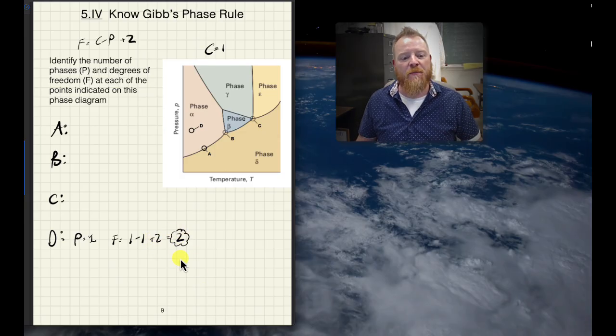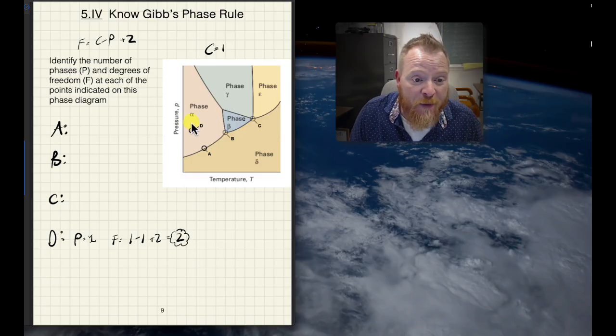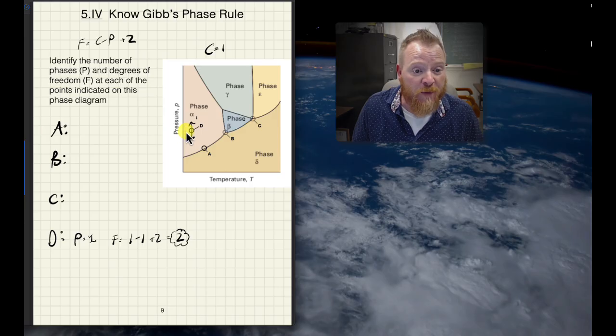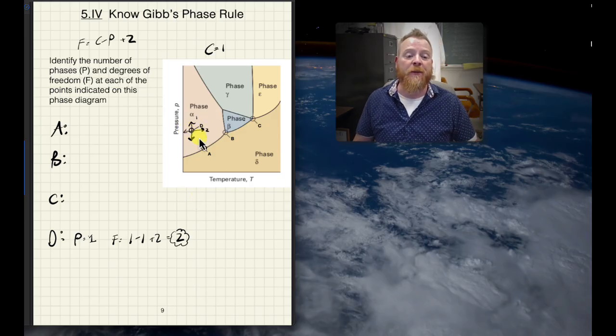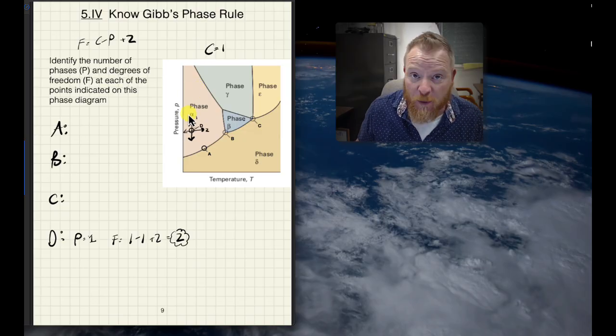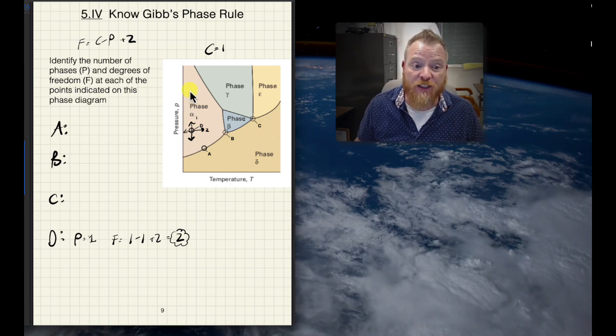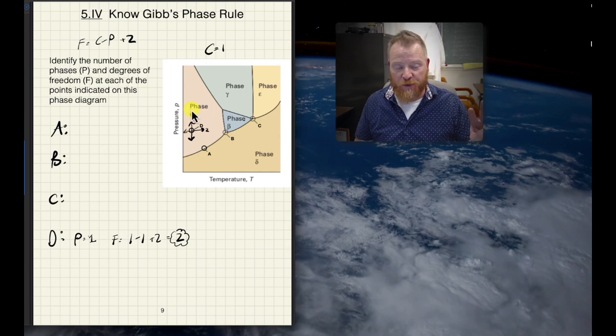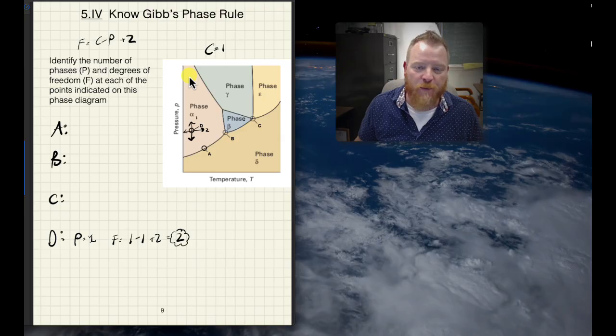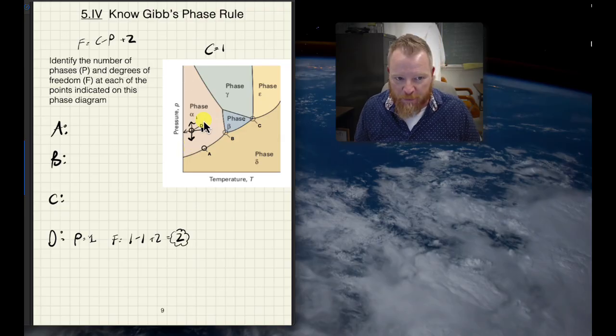So what does that mean? Well, that means for point D, we can change the pressure, that's 1 degree of freedom, or we can change the temperature, that's 2 degrees of freedom, and still maintain that phase alpha. Now, of course, as soon as we get to the phase boundary, that's another story. But within this shaded region, we have 2 degrees of freedom. We can move pressure independently, we can move temperature independently, and still maintain that phase.